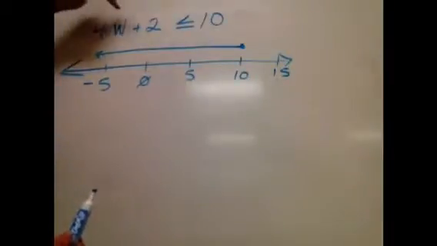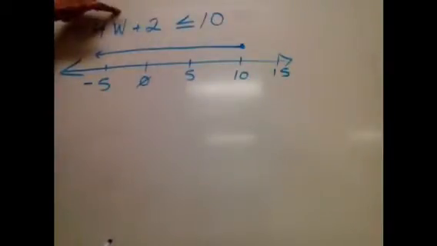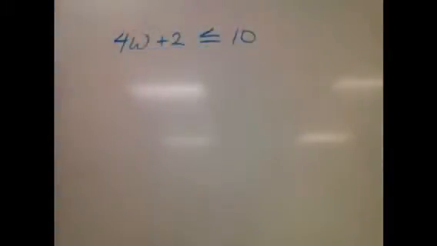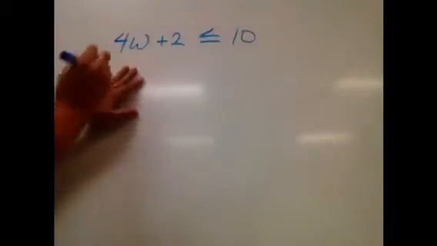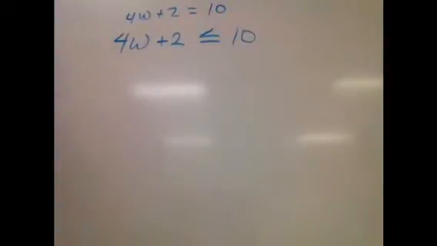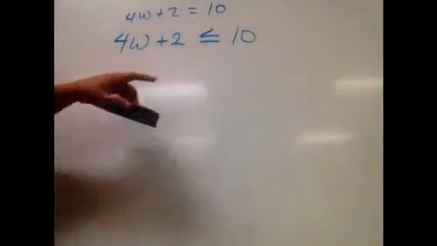So what we want to know is what W do we need to have for this to be true? Let's find out. We're going to treat our inequality just like we treated an equation, when we had something like 4w + 2 = 10. We're going to treat this the same way for the time being. There is an occasion where things are going to change, but for right now, we're going to do the steps the same way.